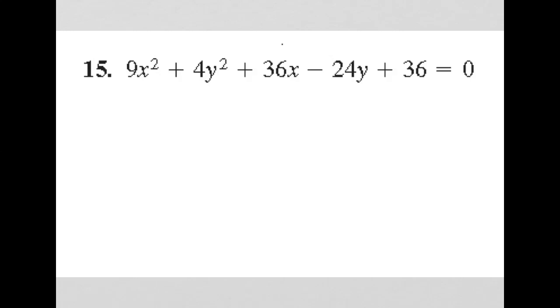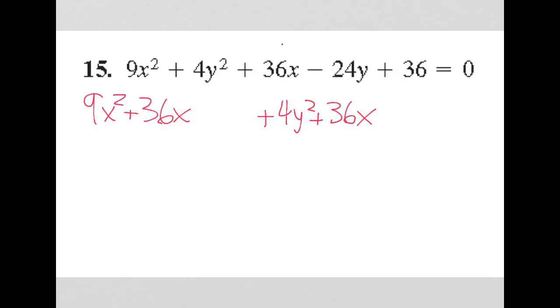So first thing I'm going to do is group my x terms together, 9x squared plus 36x. I am going to group my y terms together, 4y squared minus 24y, just like that. I'm being a goofy person. And then for the time being, I'm going to go ahead and move that 36 to the other side, by subtracting it. So 9x squared plus 36x plus 4y squared minus 24y equals negative 36.